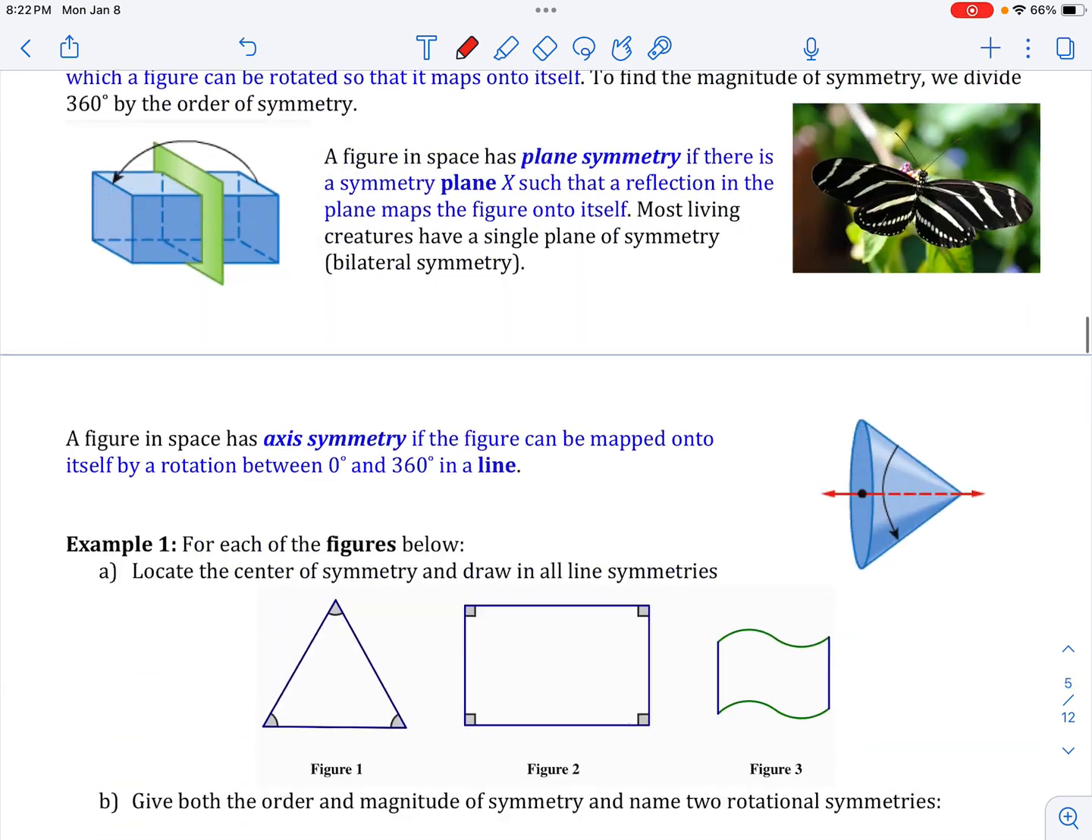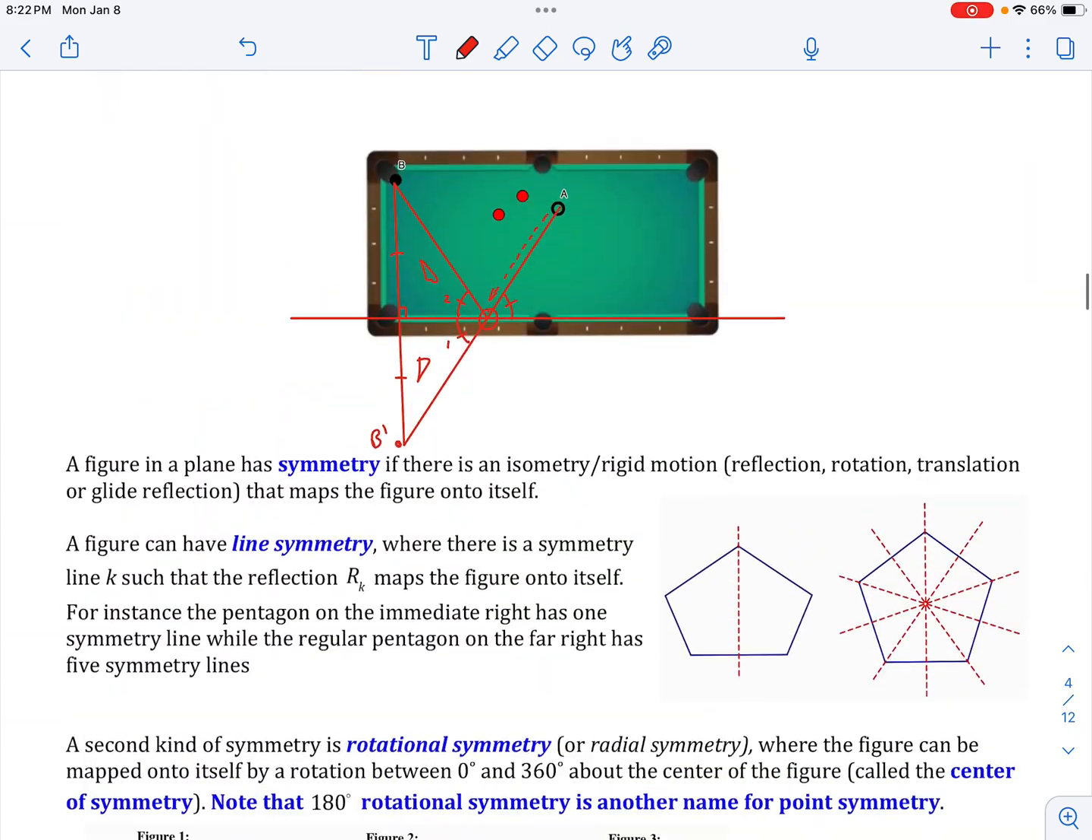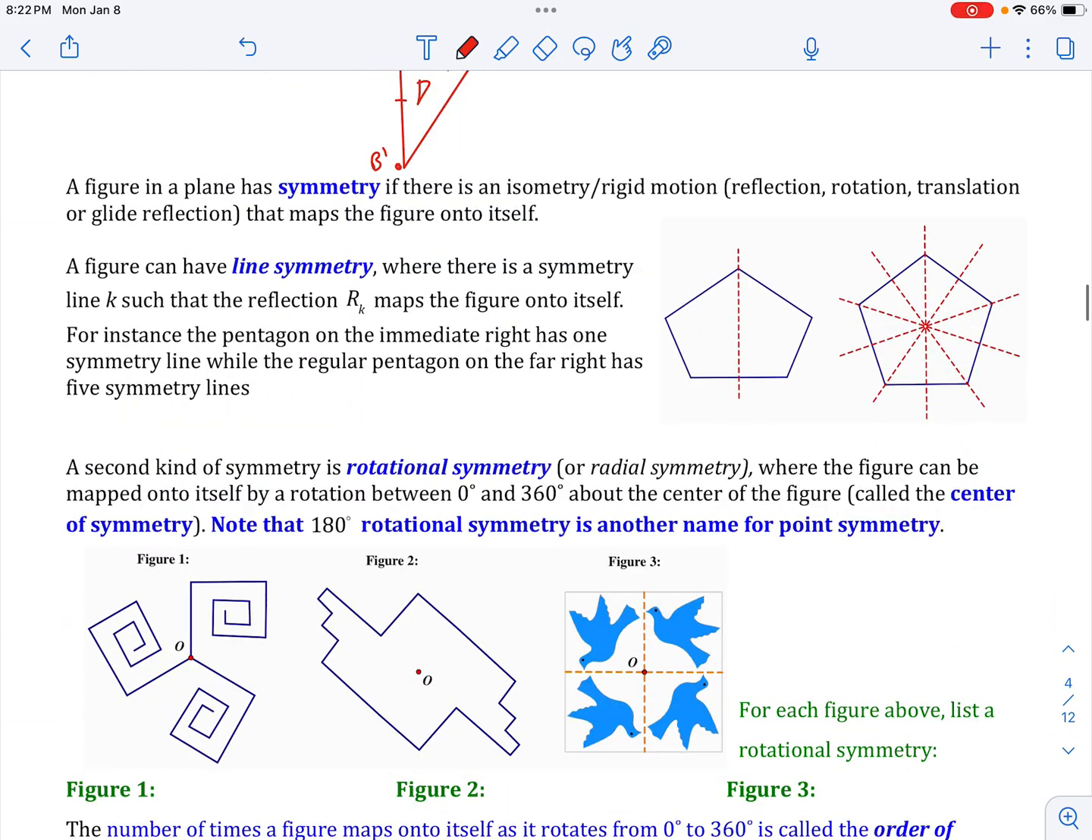All right, last concept today. Is this the last concept? It's basically the last concept. It's a little bit long, but it's about symmetry. Symmetry is pretty easy. I think you've heard about symmetry before.